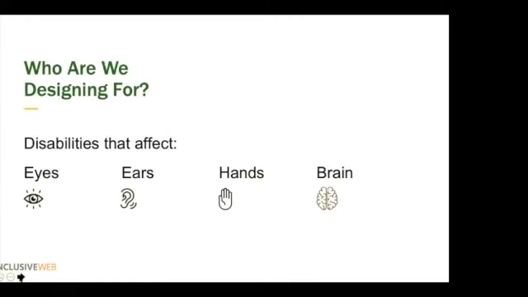Coming from. Who are we designing for? So when it comes to the digital space, we are designing for disabilities that affect the eyes, ears, hands, and brain. And there's an icon associated with each of those. So let's get into eyes. That's the next slide.